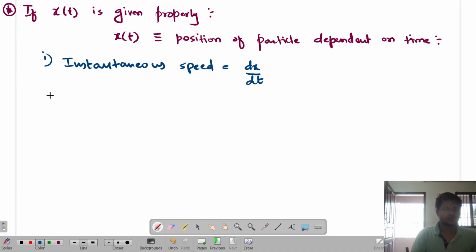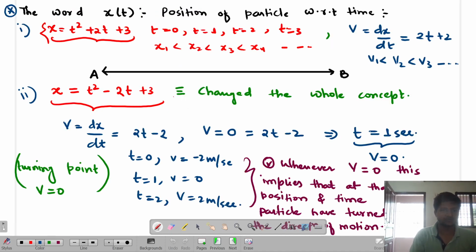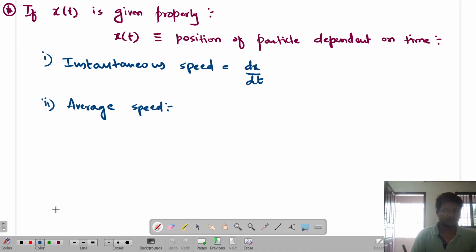Got it or not? But if I talk about average speed, then to find average speed we know definitely one thing, that there is a turning point. So remember always, whenever you get x of t and you are trying to find average speed, it will automatically come by integration. But you should remember that particular point where there is a turning point.